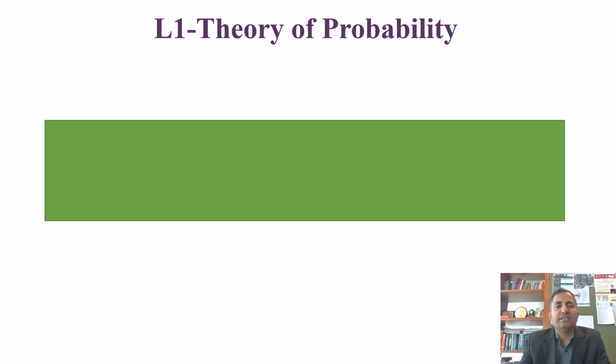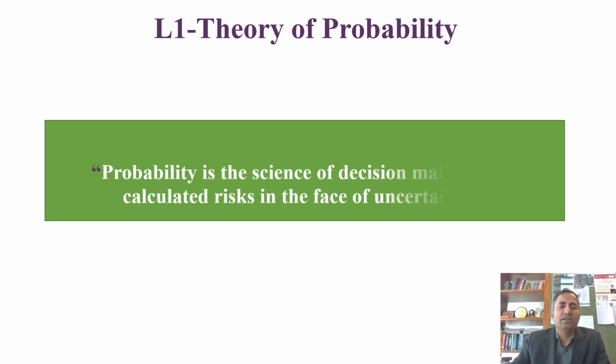So in one sentence, if we talk about probability, what is it? Probability is the science of decision making with calculated risk in the face of uncertainty. In other words, in general words, you can say the mathematical expression of the possibility is known as probability. The mathematical expression of possibility, chance, is defined as probability.